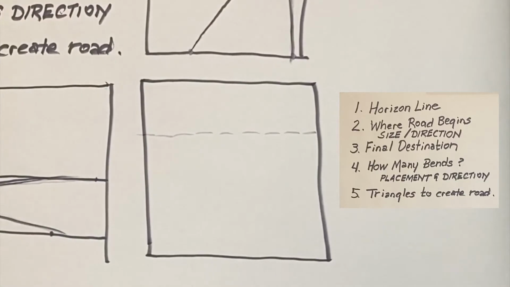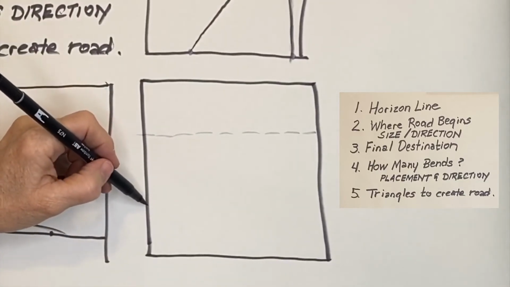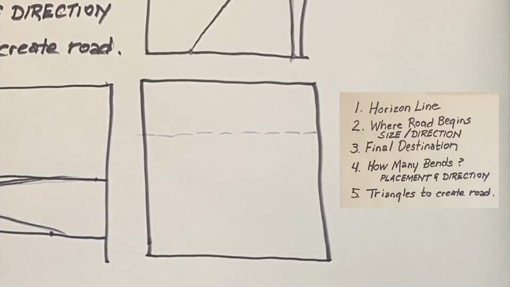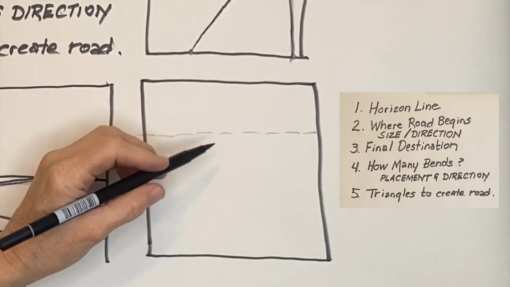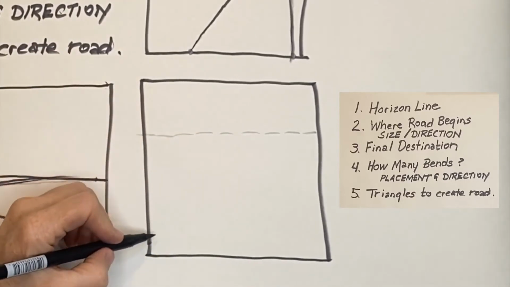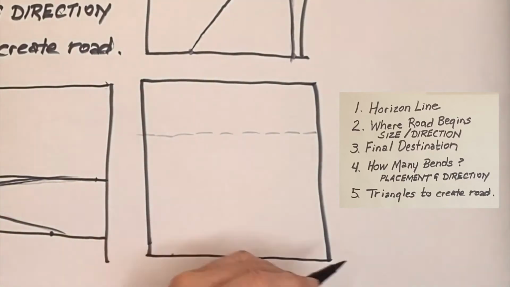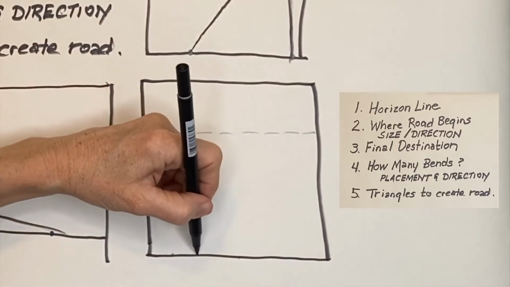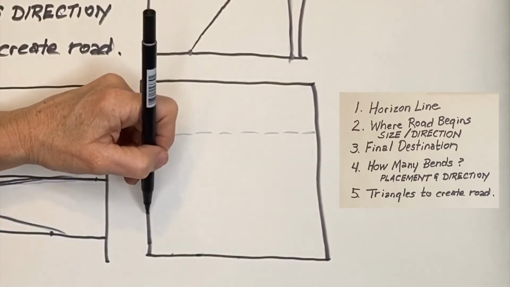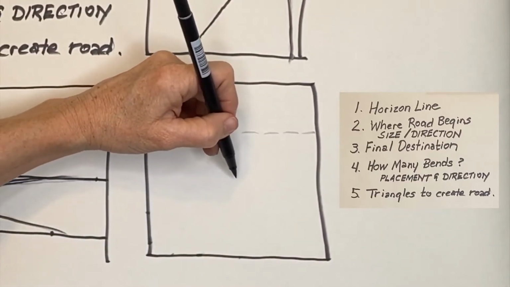All right, now with this one, I want to start the road. Now I've got my horizon line. Where do I want it to begin? I'm going to make this like a road that's going around a mountain. I want to start it not at the bottom of the composition here. I want to start it kind of coming in from the side, okay? So we've got a road that's going to kind of come in this way.